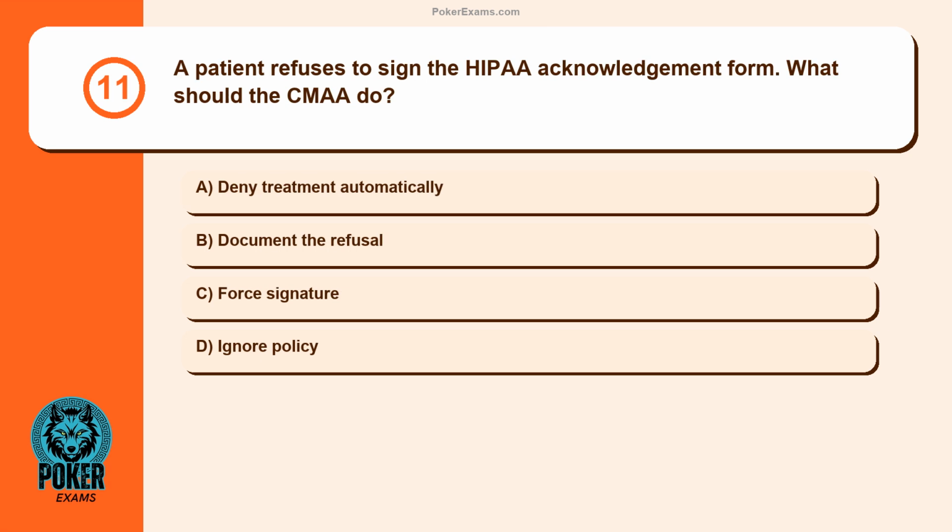Question 11. A patient refuses to sign the HIPAA acknowledgement form. What should the CMAA do? Deny treatment automatically. Document the refusal. Force signature. Ignore policy.